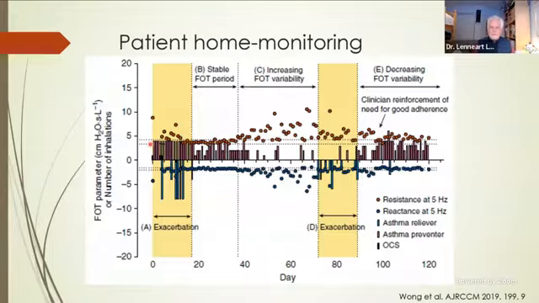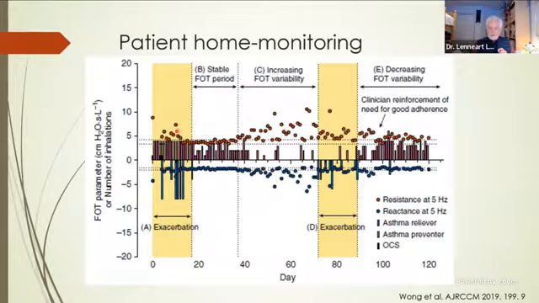Let me guide you through this somewhat complex graph here. The purple bars here are when the patient took their drug. So they had smart inhalers registering when people actually took their drugs. You can see this kid was pretty good at taking his drugs early on here. Then he started dropping out of that habit.